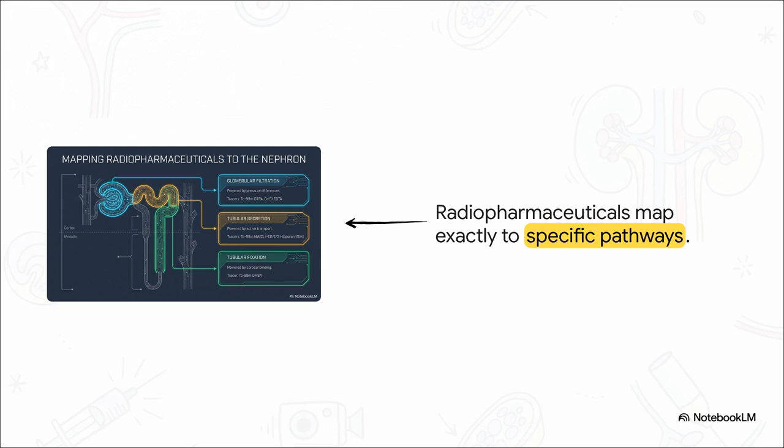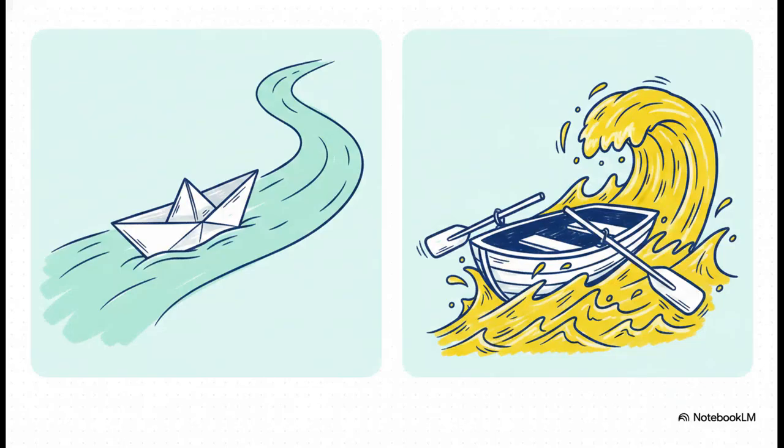Every single tracer is basically a custom-fit key for a specific physiological lock. Let's draw a hard contrast between those first two pathways. Glomerular agents are passive filters. They rely purely on the mechanical pressure pushing fluid through the glomerulus. They're just along for the ride. Tubular agents, on the other hand, are active secretors.